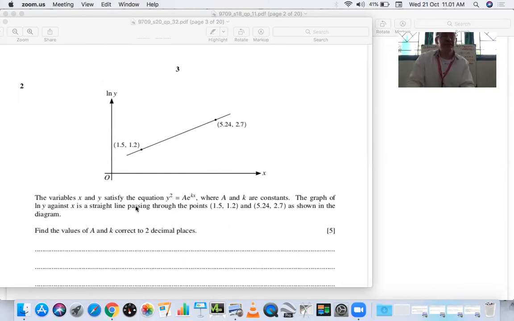The variables x and y satisfy the equation y squared equals a times e to the kx, where a and k are constants. The graph of ln y against x is a straight line passing through the points (1.5, 1.2) and (5.24, 2.7), as shown in the diagram. Find the values of a and k correct to 2 decimal places. Again, it's 5 points, meaning we have approximately 7 minutes to solve this.